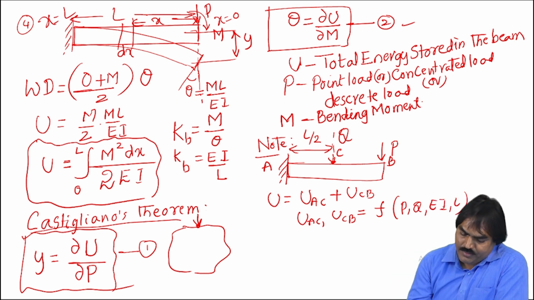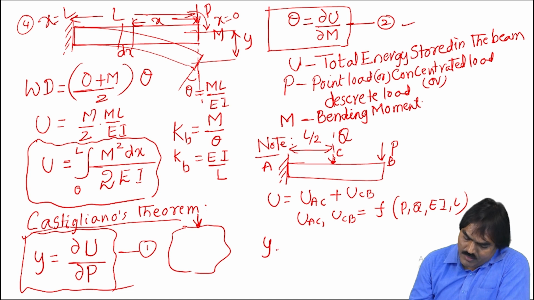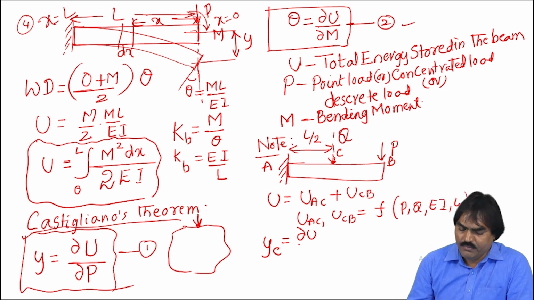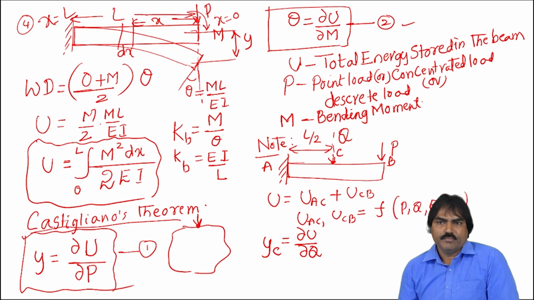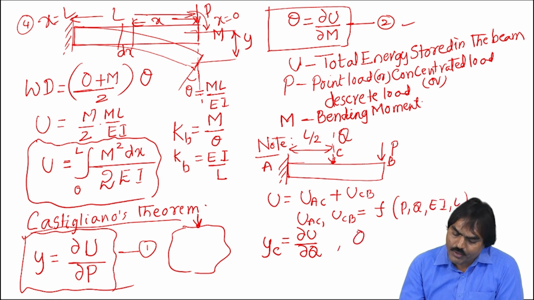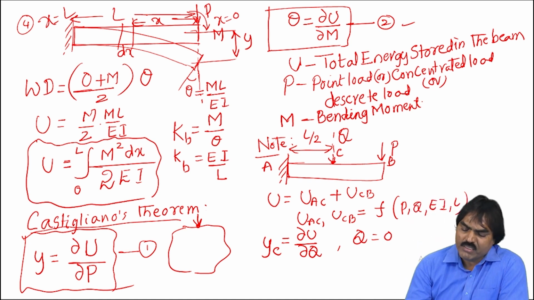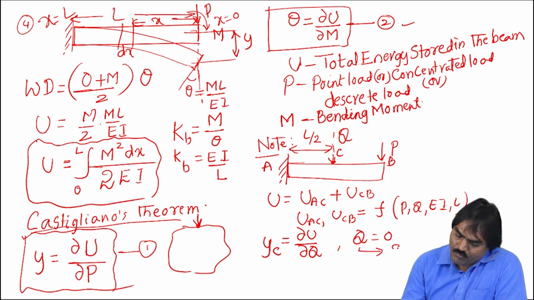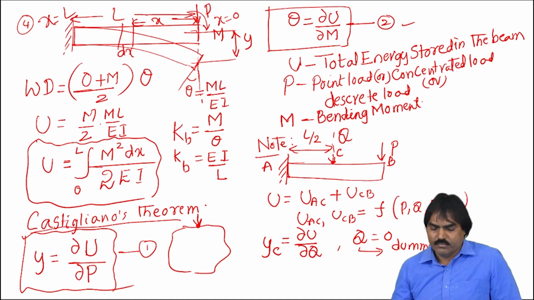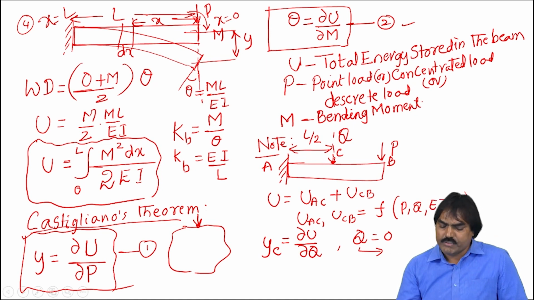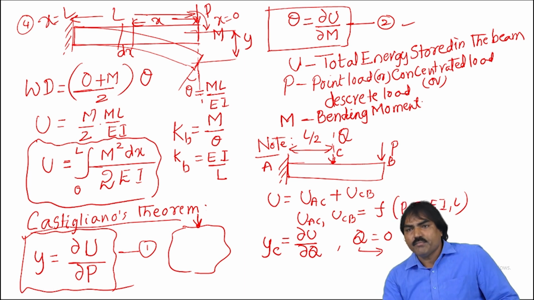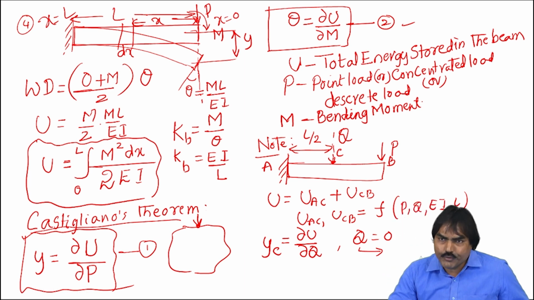Once you know the energy, then you want to find the deflection at the C point. The deflection at the C point is given by the partial derivative of total energy with respect to the load at that point, that is dou Q. Then finally set Q equal to 0 because Q is actually not there. That's why Q is called a dummy load, also called an imaginary load or fictitious load.